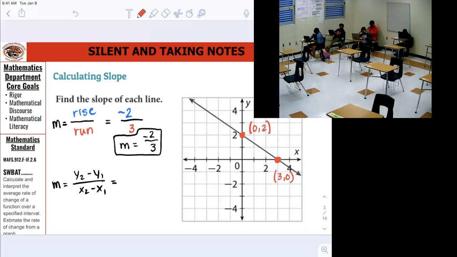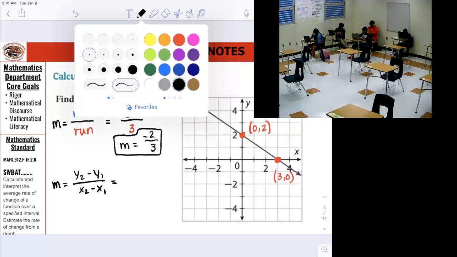All right. So let's go ahead and I'm going to make a little chart just to organize my thoughts, because y'all know I'm very visual. I prefer seeing things in a table. So I have 0, 2, and I have 3, 0. Now let's plug that into the formula. So what's my y2?